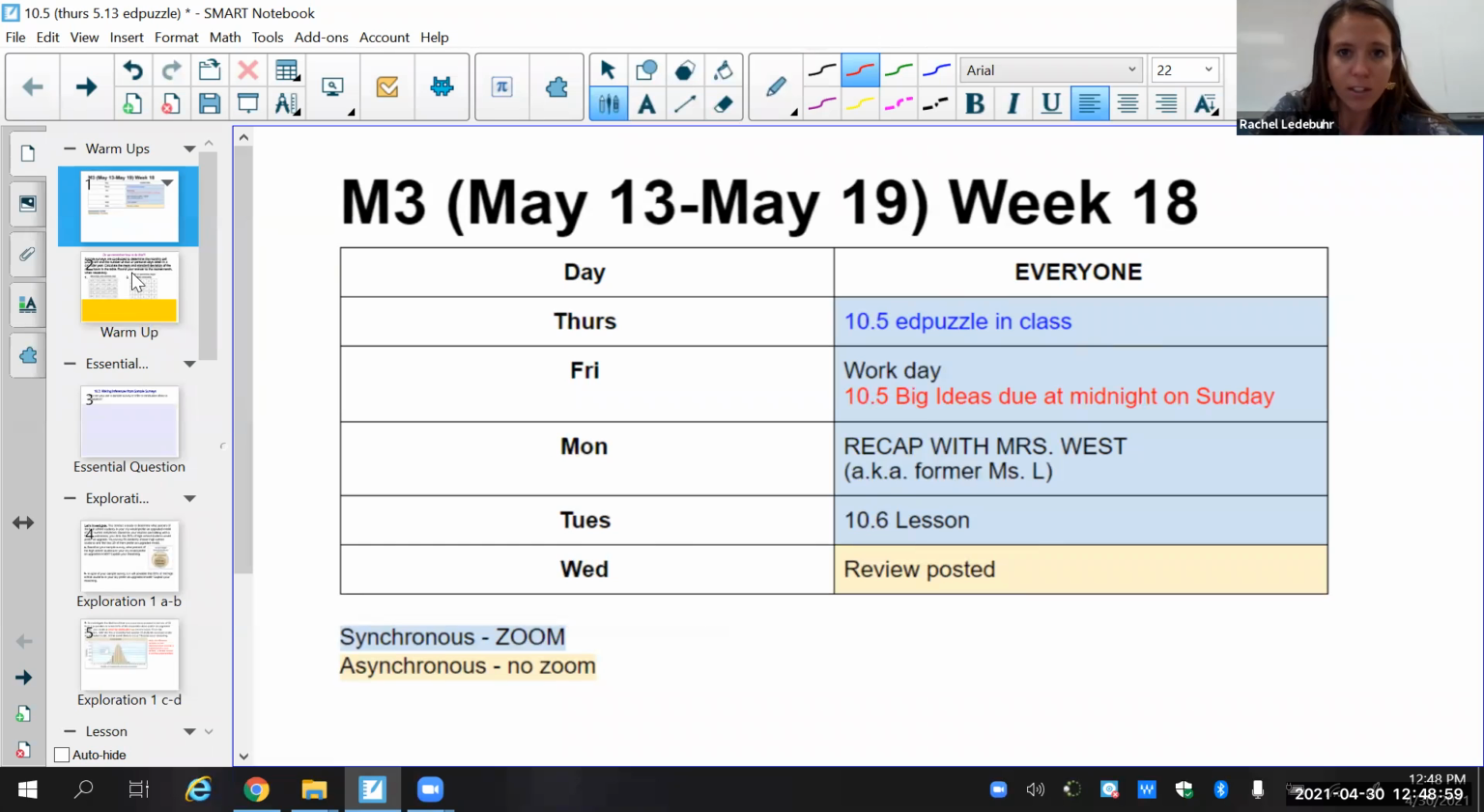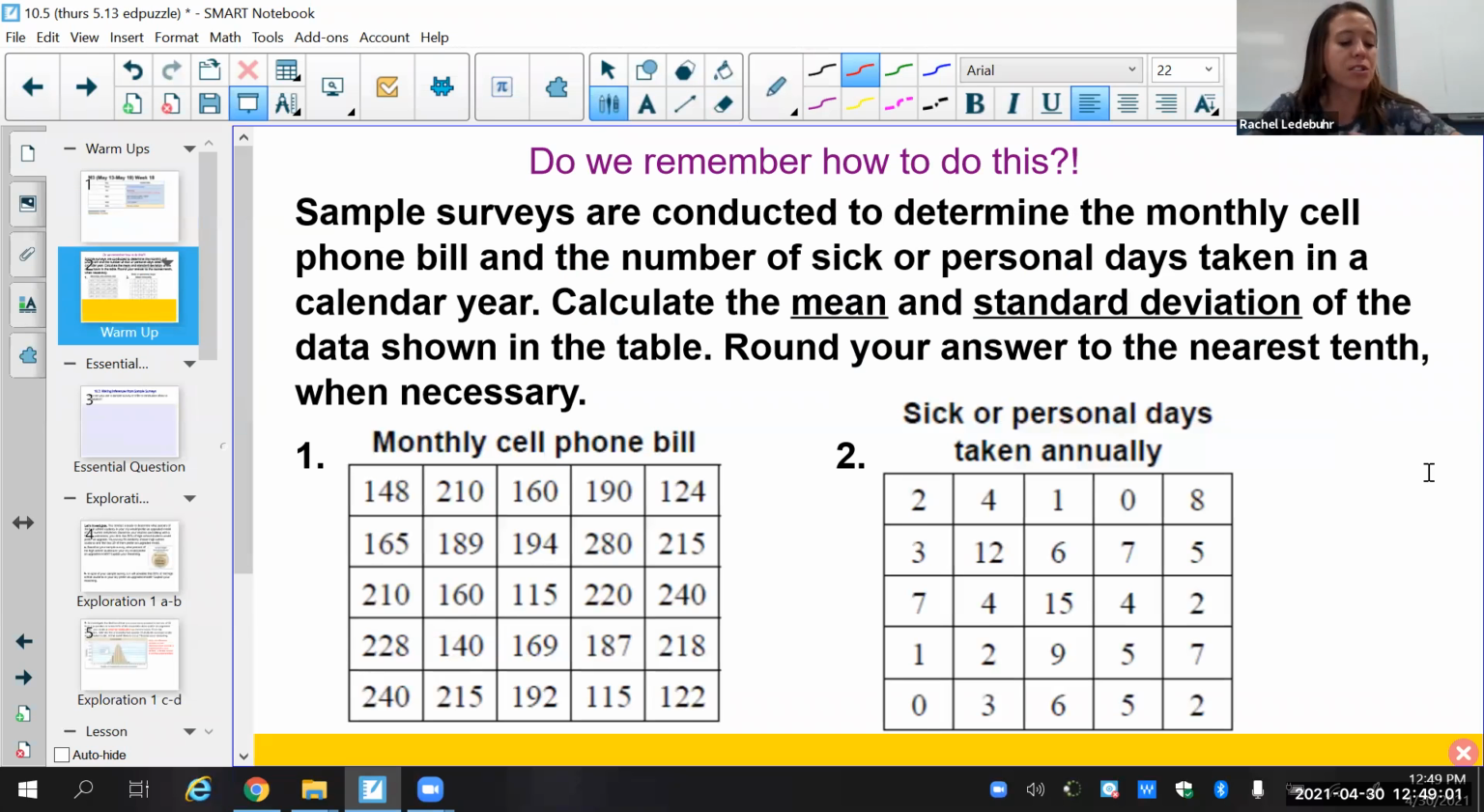All right, so let's dive in. I want to make sure that we are remembering things that we learned at the beginning of this unit. So take a minute and see if you remember how to calculate the mean and the standard deviation of these two data sets. Use your calculator, plug it in, we'll check our answers and get going.